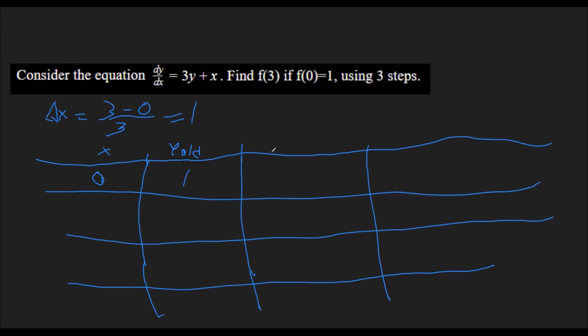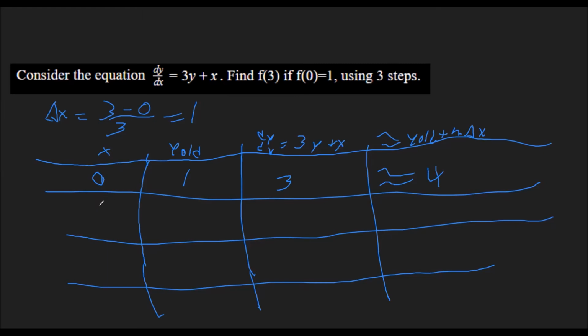Now, what is the slope at any index? It's 3y plus x. So in this situation, the slope is just going to be 3. Now, what is y new? It's y old plus slope times delta x, if you'll remember that equation. So we can just fill these in. It says 1 plus 3 times 1, which is 3 in this situation. So y new is equal to 4. However, we have to do this a few more times. It asks us to use 3 steps.